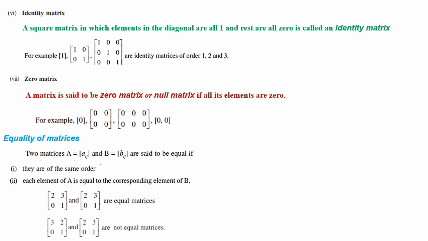Next, matrix [3, 2; 0, 1] and [2, 3; 0, 1] are not equal matrices. It is quite clear because if you check the first element, this is 3, this is 2. Corresponding elements are not equal. They are of the same order, but corresponding elements are not equal. Two conditions must be satisfied. Since their corresponding elements are not equal, they are not equal matrices.